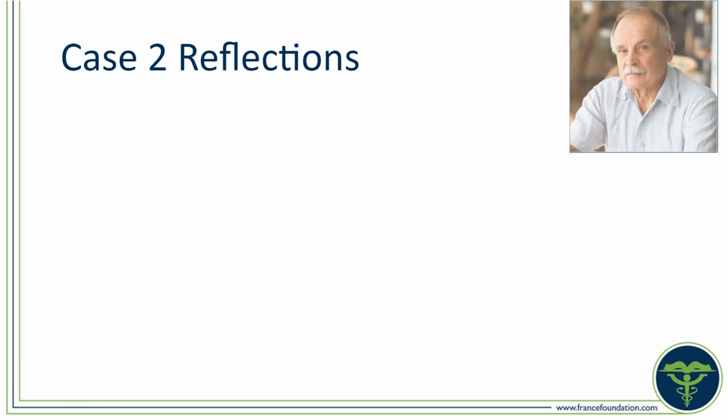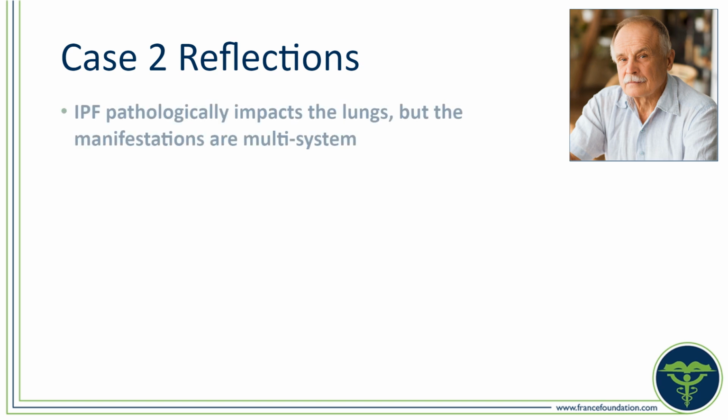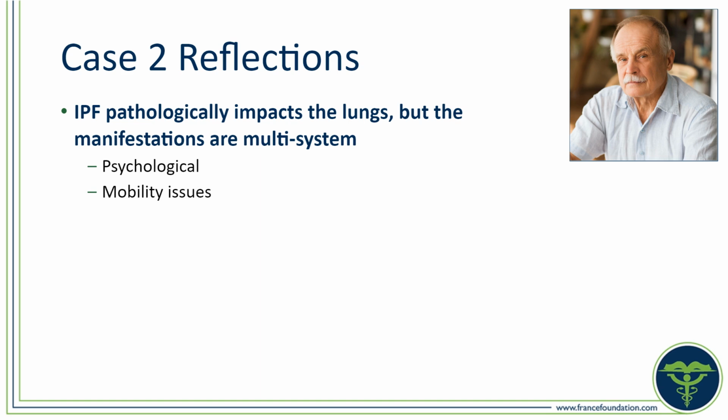A few reflections on the case that I presented to you today. Idiopathic pulmonary fibrosis, unlike systemic autoimmune diseases, pathologically only affects the lungs. But what's clear in taking care of these patients is that the disease is multi-system, and the manifestations of this condition move far beyond just a lung disease. Most notably, I think that comes down to the psychological loss of mobility, the psychological loss of quality of life that comes from this kind of condition.